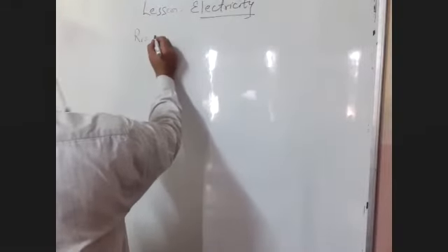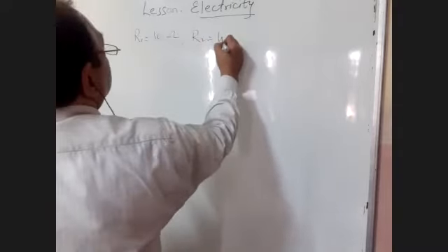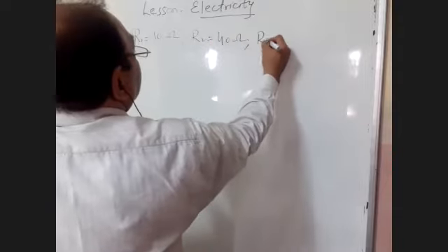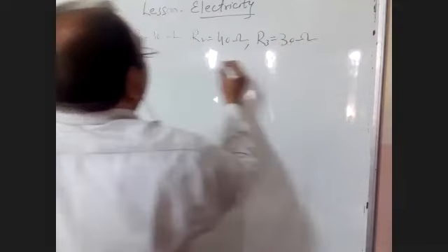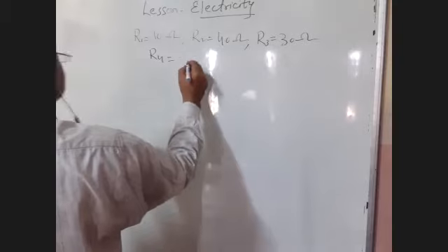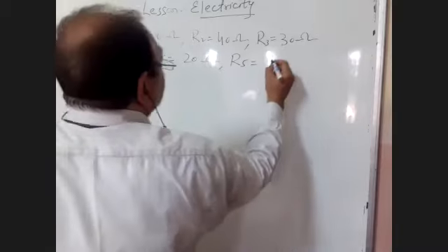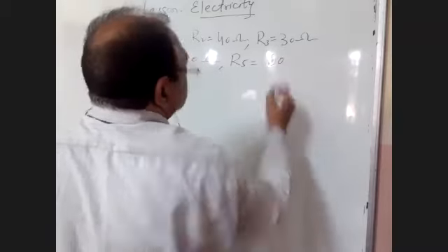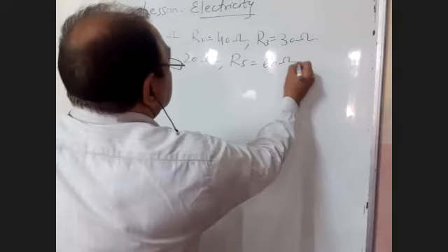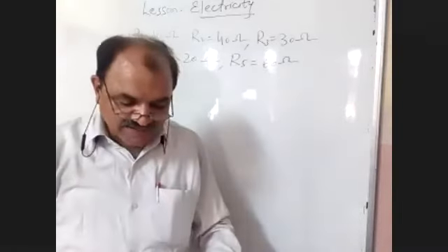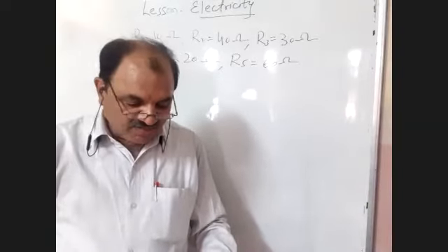I'll write down R1. What is the value of R1? It is 10 ohm. The value of R2 is 40 ohm, the value of R3 is 30 ohm, the value of R4 is 20 ohm, and the value of R5 is 60 ohm. Five resistances are given to you. A battery is connected to the arrangement. Calculate the total resistance in the circuit and the total current flowing through the circuit.